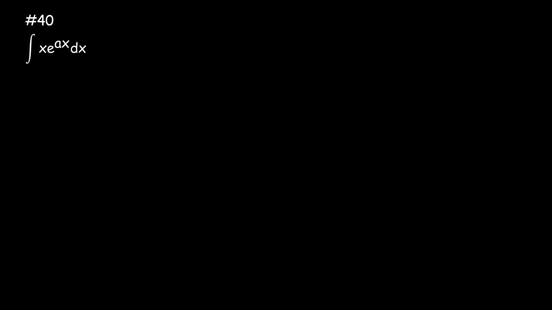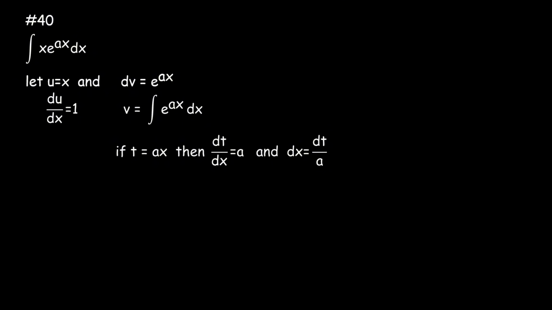We have the integral of x e to the power ax. Okay, so we're going to let u be x and e to the power ax be dv so that we can integrate it later. This would be du by dx, which is 1, and then v would be the integral of e to the power ax, which is 1 over a e to the power ax. So the explanation is, if t is equal to ax, then dt by dx is equal to a, and dx is equal to dt over a.